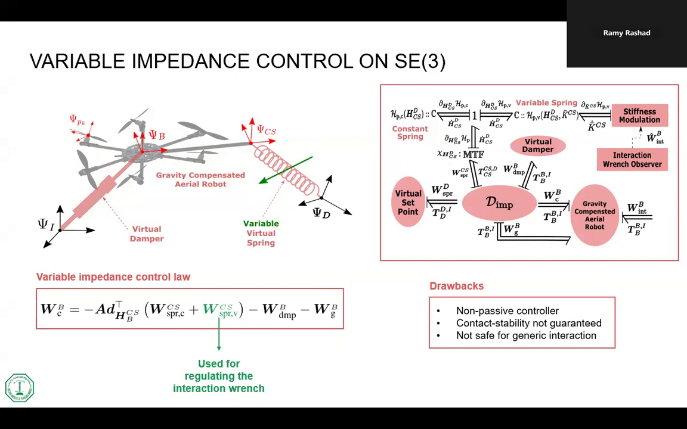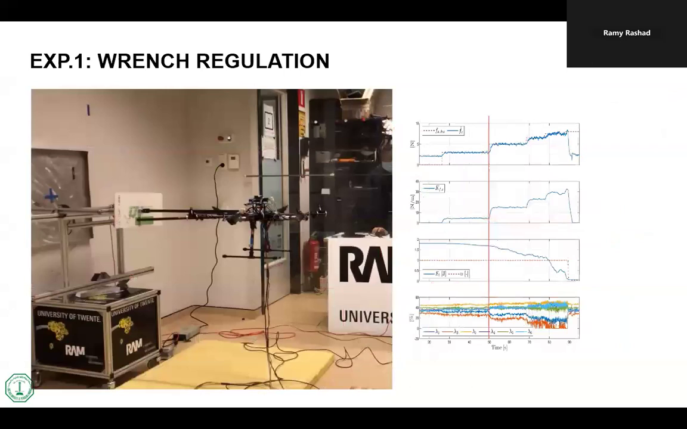And when you're doing the energy analysis, you're going to find that when you have a variable spring, the total energy of the system has some extra term that has k dot in it. And k dot can be positive or negative. So I cannot always guarantee it's passive. Otherwise, I'm not going to be able to do the wrench regulation that I want. So this is an example of a non-passive control.